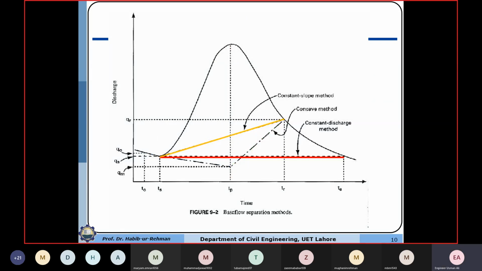This is second method. Third method is, first of all, you draw a line AB in extension of this recession curve. This is the recession curve. You draw a tangent to this recession curve and you extend the line up to the peak. You draw another line, vertical line from the peak, which will join the extension of recession curve. So this blue line and the red line will join under the peak. Now, with the point where these two join, you will draw another line from that point up to the point which is n days or n hours from the peak, just like the second method.